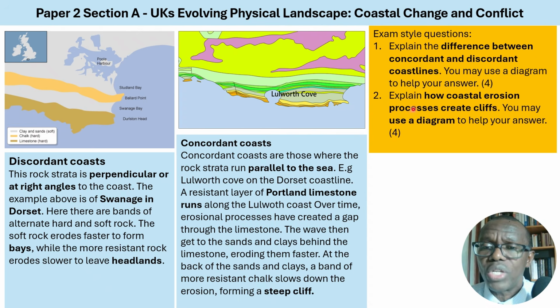Then the next question here is to explain how coastal erosion processes create cliffs. You may use diagrams to help your answer. So you can explain what we have just talked about when discussing concordant coastlines and the formation of cliffs.